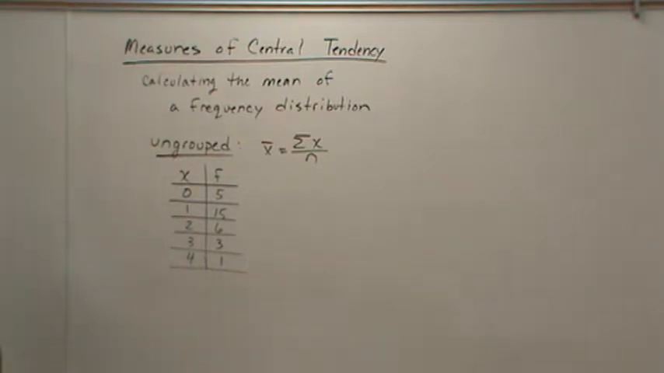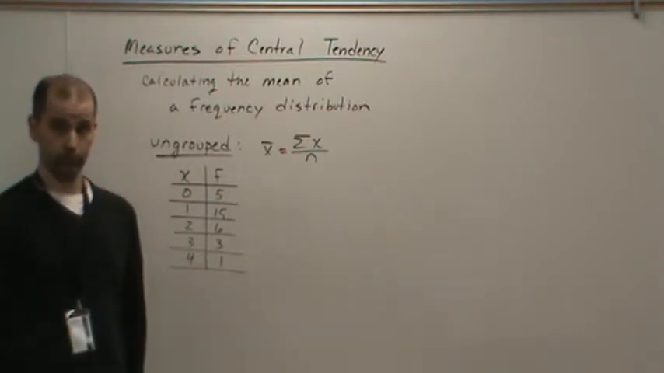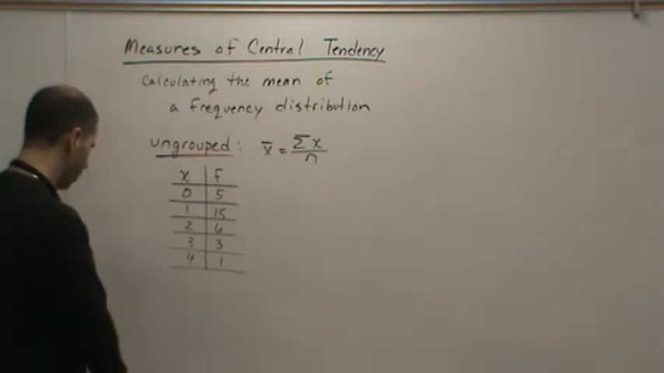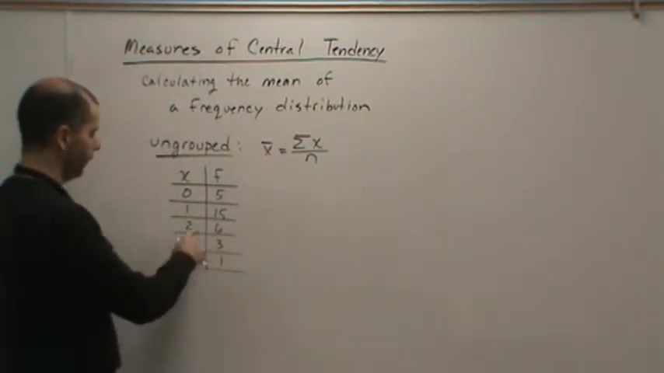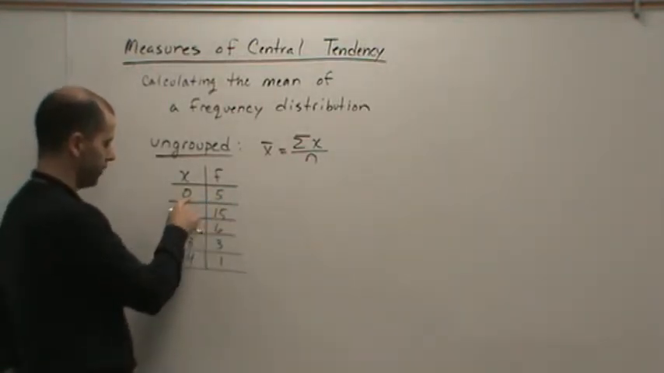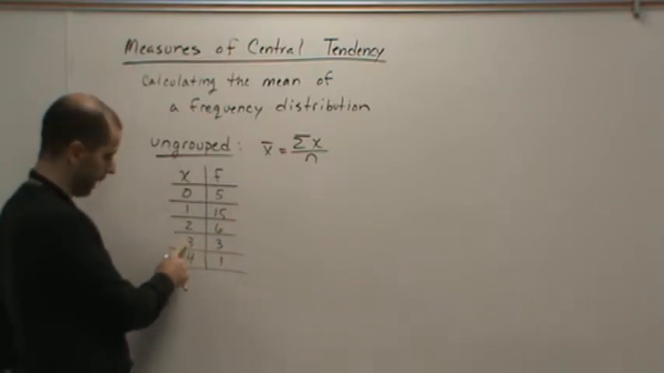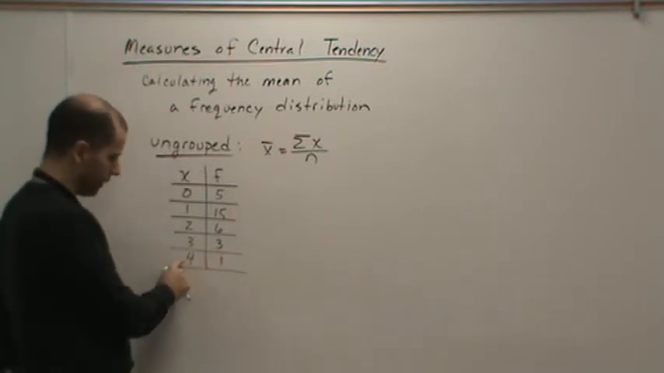Okay, well, think about it this way. Here's the formula in general. Okay, so we know we have 5 values, right, the frequency. So we have 5 values that are 0, 15 values are 1, 6 are 2, 3 observations have 3, and 1 observation is 4.